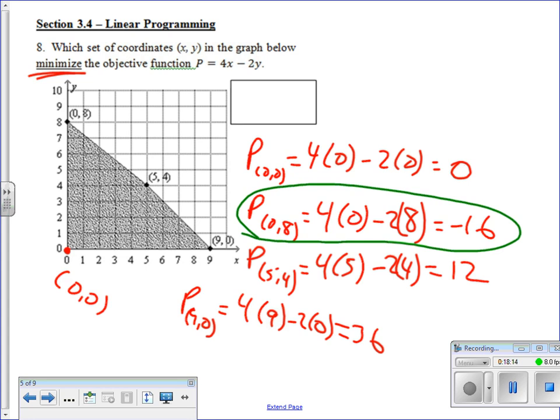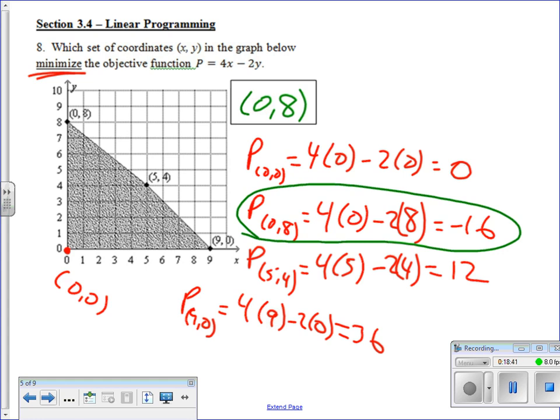No, it's not asking me for the minimum. It's asking me where the minimum happens. -16 would be an incorrect answer. Your correct answer would be 0, 8 because that's where it happens. Read the question carefully. There's a difference between where it happens and what it is. The coordinate is where; -16 is what the minimum value is.